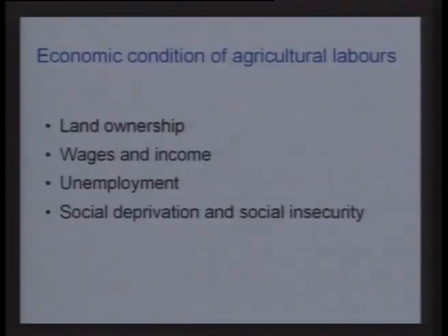The third is unemployment. Most of the time we find that there is disguised unemployment in the agriculture sector, though there is no need for the labor, or the productivity would remain the same even if we remove a portion of the labor force. This is what is called disguised unemployment. This situation also brings down the wage and the income which the laborers earn. Then there is the problem of social deprivation and social insecurity.